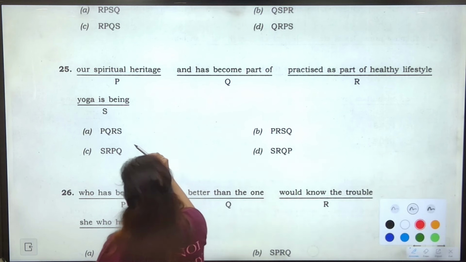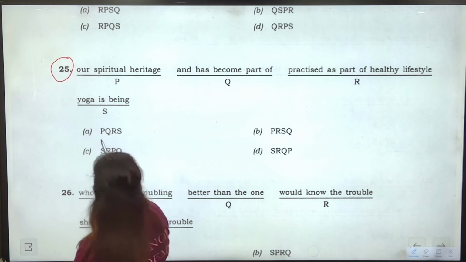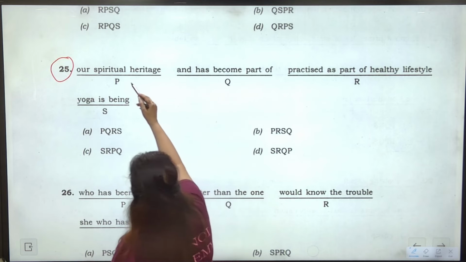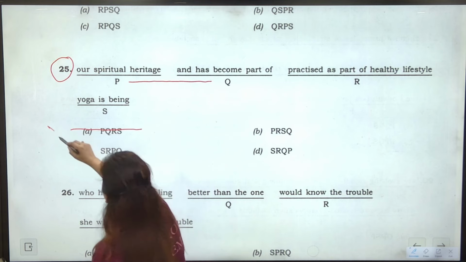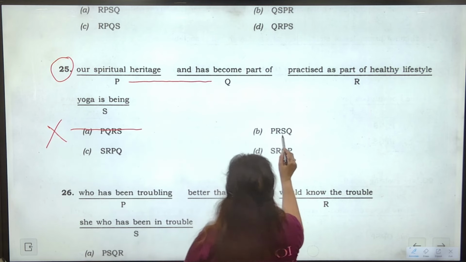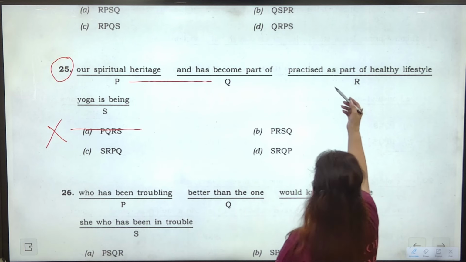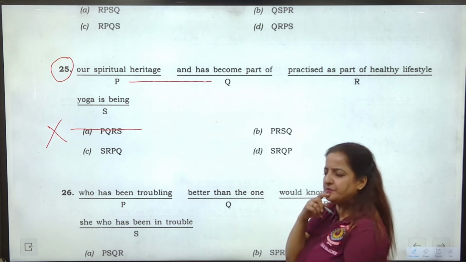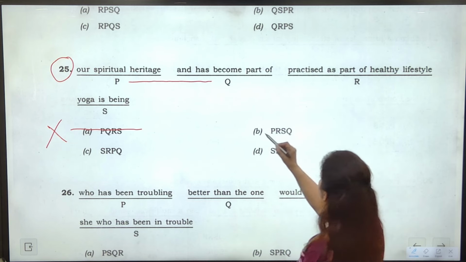Let's read question 25. It is as it is PQRS. Let's read PQR. Our spiritual heritage and has become. ये यहीं पे ही sense नहीं बनी. We will rule it out. PRSQ. Our spiritual heritage practiced as part of healthy lifestyle. The heritage is not practiced as far as I know. Yeah. So this heritage and practice don't go together.